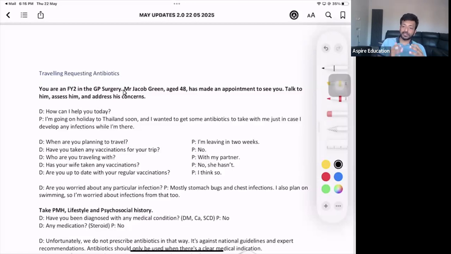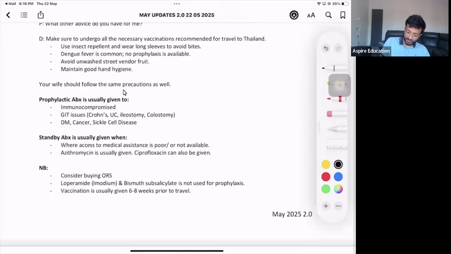Now, usually in the UK, we do not give any antibiotics. However, if your patient is immunocompromised, if the patient has got any GI issues, diabetes, cancer, or sickle cell disease, in these cases, you might be able to give prophylactic antibiotics to the patient as well.